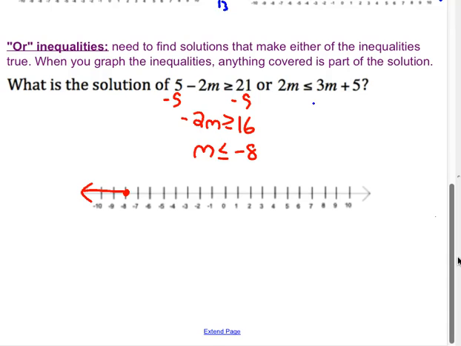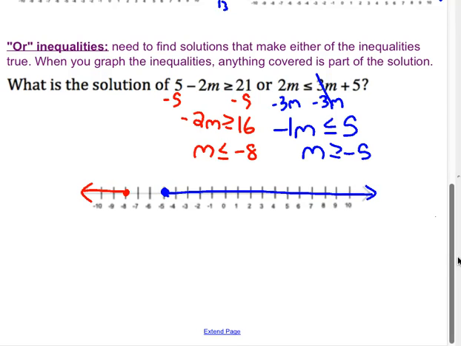And this one, I'm going to subtract 3m. I need to get the m's together. 2 minus 3 gives me -1. Divide by -1. But when you divide by -1, you also flip the inequality again. So just like that.